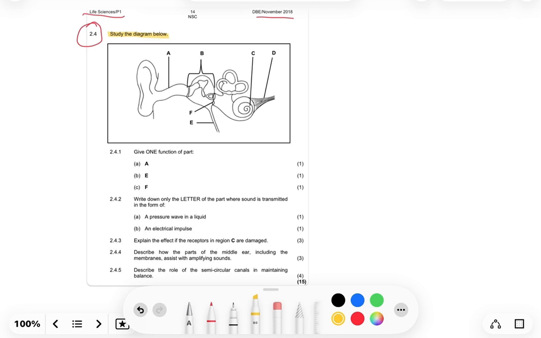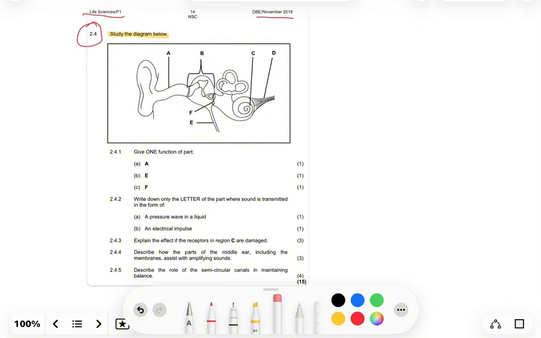And when we are provided with a question with a diagram, we already know that the examiner is probably going to ask us to label parts that are represented by the given letters. Or the examiner will provide us with the functions and then ask us to match the functions with the letters or the names of the parts that are represented by the letters. So, before we dive into addressing this question, let us study the diagram.